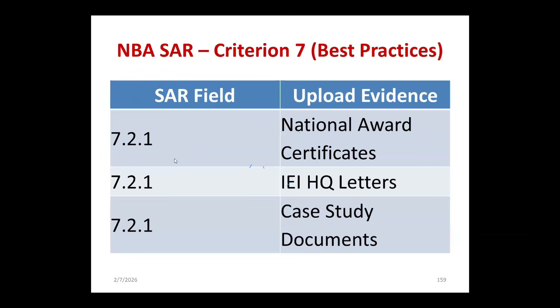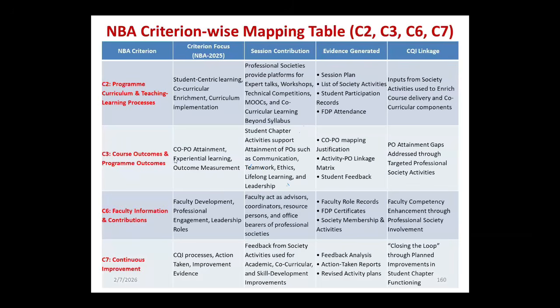Then case study documents you can show. This is one of the mapping tables of criteria 2, 3, 6, and 7. It shows the criteria focus, session contributions, evidence generated, and the continuous quality improvement linkage. I have explained here for criteria 2, 3, 6, and 7 what evidences you require, what evidence you have to generate, and what linkages you have to check. That is there in this table.